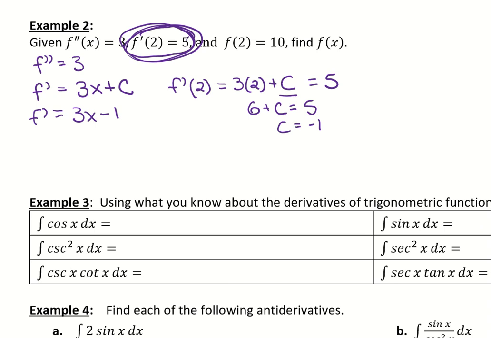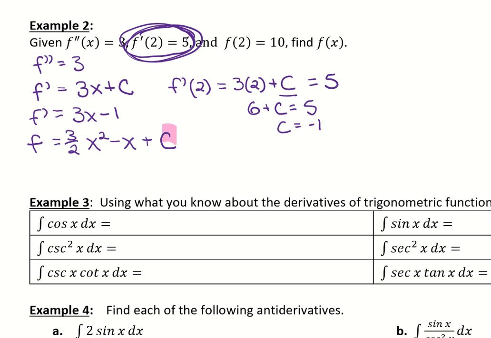So now we can do the same thing again. We can go up another level and we can just find regular f. So we're going to go up one level. We know we're going to have x squared now. So what needs to go out in front so that we can keep the 3 that we started with? 3/2 x squared minus x plus c.